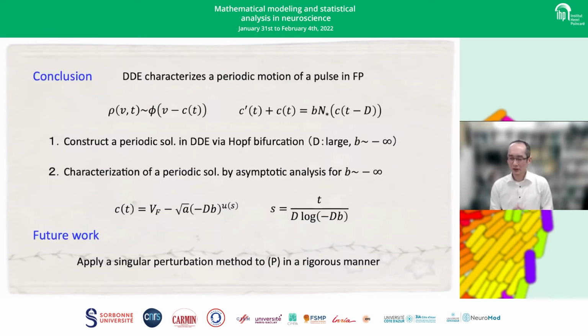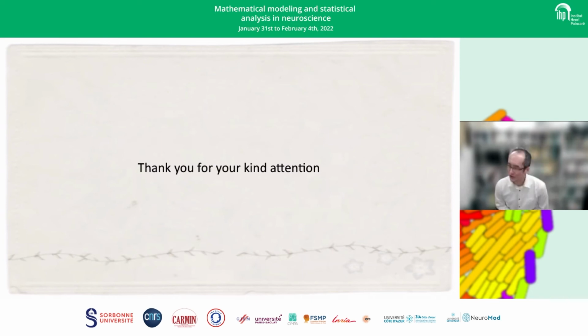This is my conclusion. In my talk, I wanted to characterize the periodic motion of the pulse in the Fokker-Planck equation. Our strategy is as follows. The function rho can be characterized by the spatial profile phi and the function c. c satisfies this DDE, so we have the periodic solution. Finally, we have a formal solution. By using it, we can get a special form like this one. The function u is a source shape, so we can get much information from this one. I want to stop here. Thank you for your kind attention. Thank you very much.